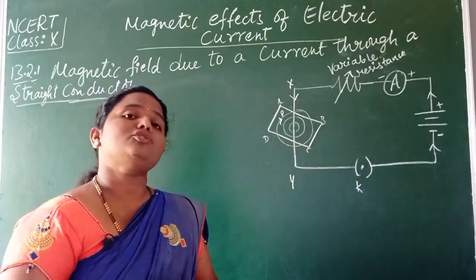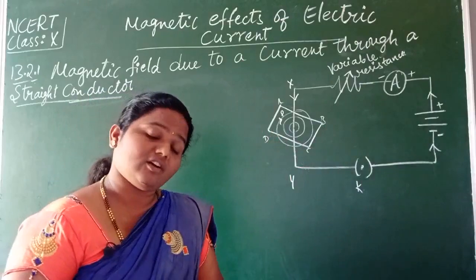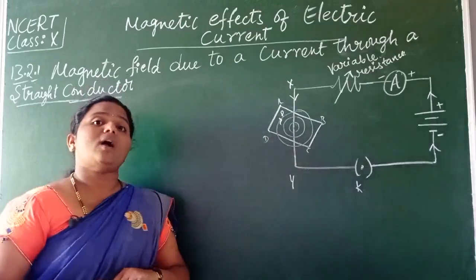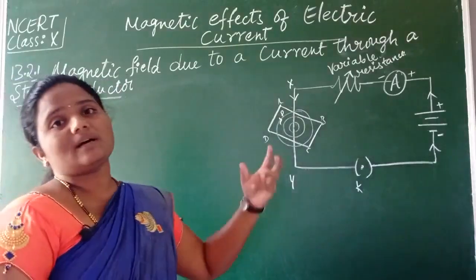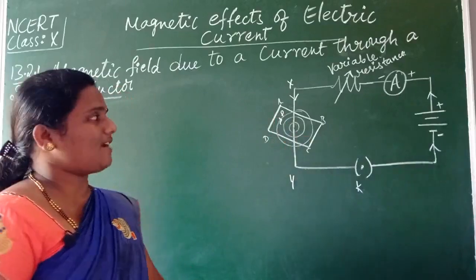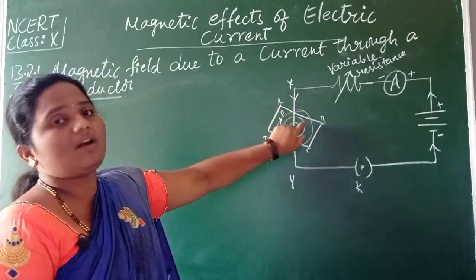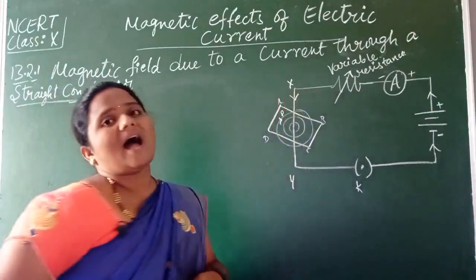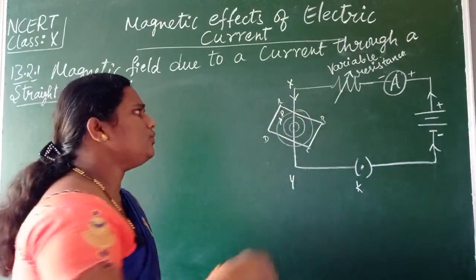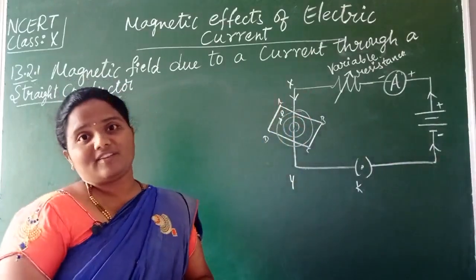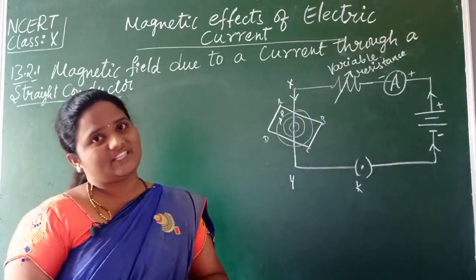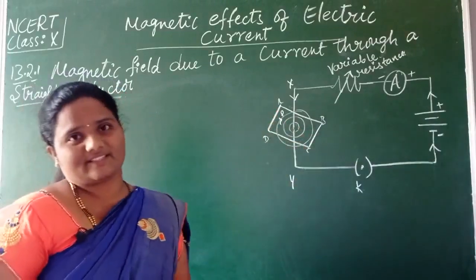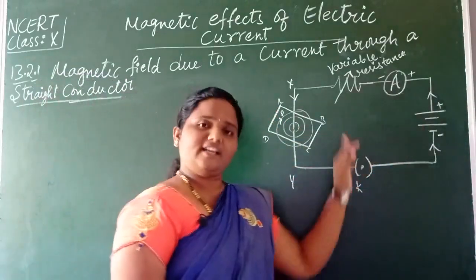Then how can we come to know whether a magnetic field has been produced or not? If produced, what is the pattern we want to know, isn't it, children? So in order to understand that, let us use some iron filings. With the help of a sprinkler, you can sprinkle iron filings over the cardboard, upon this wire. As soon as you sprinkle the iron filings, you have to tap the cardboard slightly, children. The iron filings start aligning themselves because there is a flow of current in the circuit.